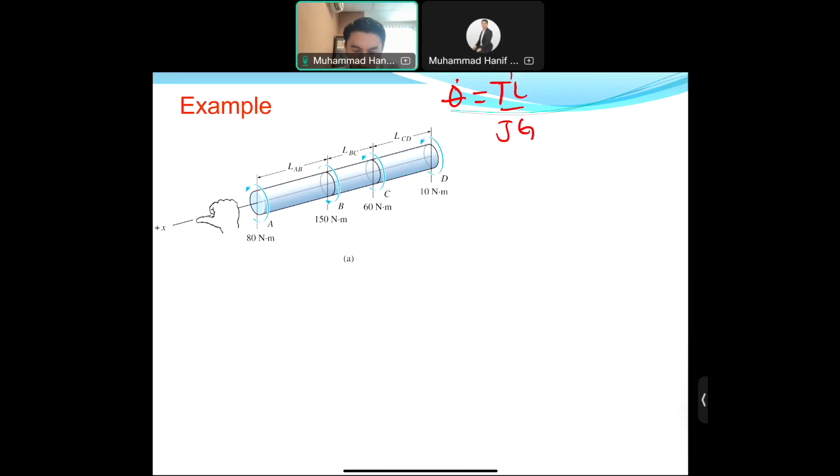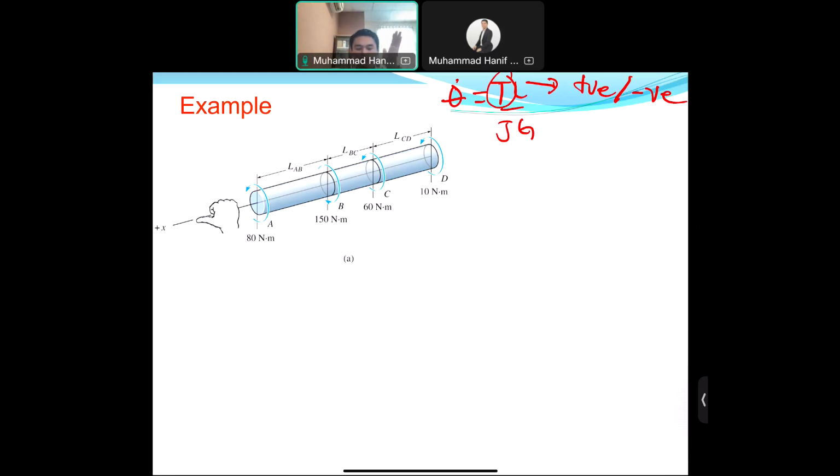you separate it into three FBDs: the first one, the second one, and the third one. When you cut at a specific area, you will have the FBD, the left or right part as usual. From the FBD, you will determine the internal load, in this case the internal torque. So we go to the next one. If you cut it here, number one, you will have a left part.